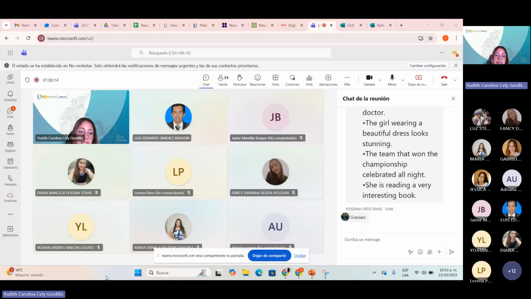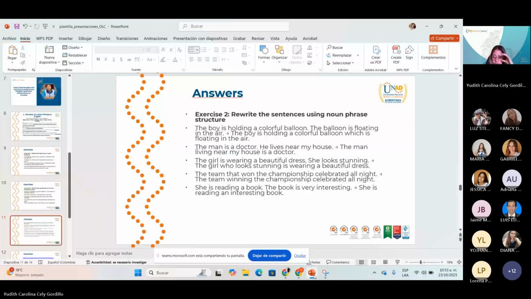You are going to read the last one. She is reading a book. The book is very interesting. She is reading an interesting book. That's perfect. You did a good job in those parts. That's right. These are all the different statements that you can organize using the noun phrase.